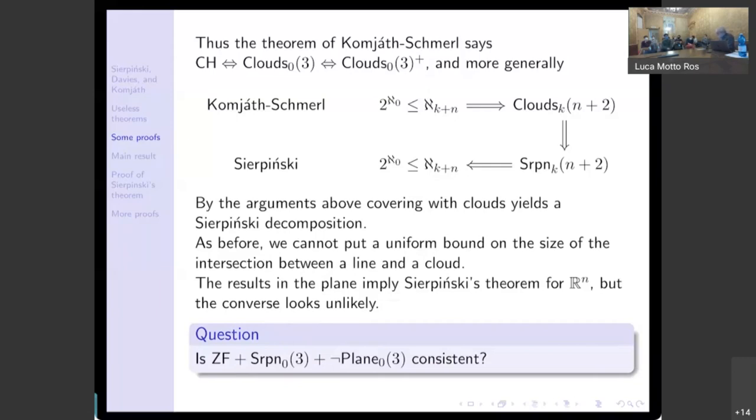Work in ZF, so no axiom of choice, and assume Sierpiński's theorem for dimension 3. Can you also assume that there is no Banach-Tarski decomposition? I mean, of course, if you have the axiom of choice, they are equivalent. Both of them are equivalent to the continuum hypothesis. But if you don't, if you cannot model for the reals, this is a little bit distressing, because I would like to look at one of the standard models, like using AD, but AD implies every set is Lebesgue measurable, and so this is a question.